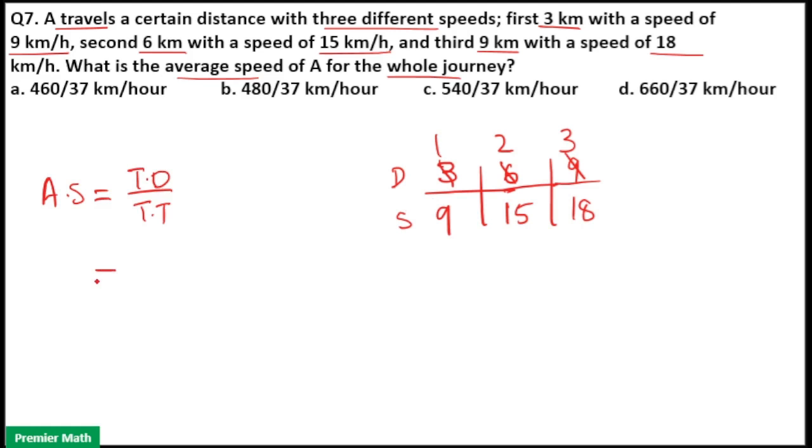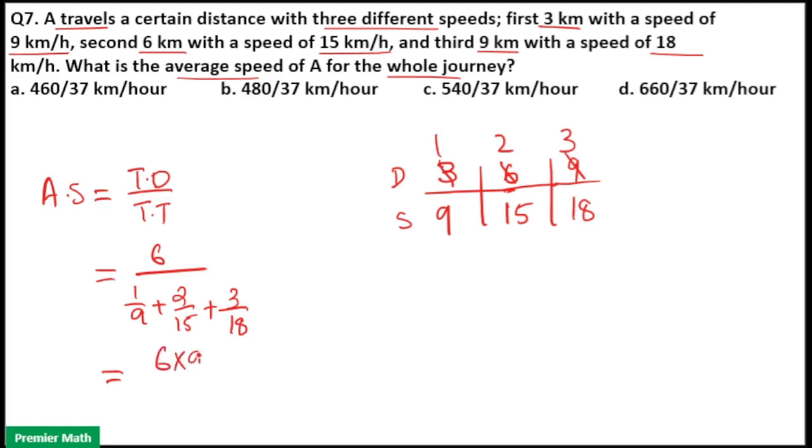So total distance is 1 plus 2 plus 3 is 6, divided by time, which is equal to 1 by 9 plus 2 by 15 plus 3 by 18. Take the LCM of 9, 15 and 18. LCM of 9, 15 and 18 is 90.